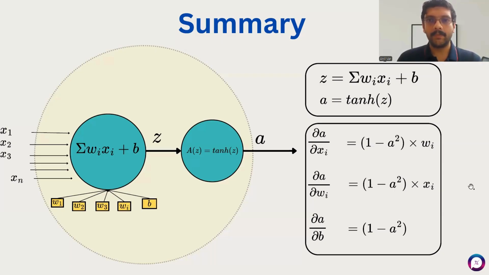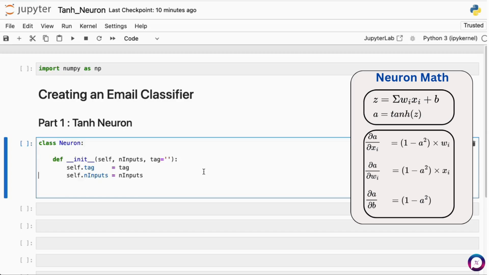Okay, so let's now code up this neuron as the first part of this email classifier creation course. And so we're going to start by just implementing this. Now I've got a very simple class here. I'm going to call it class Neuron. And the init function takes in the number of inputs to that neuron and the tag. So we're just implementing it as a neuron, and then the layers are going to be an assembly of neurons, right? The vectorization at the layer level is not going to be covered in this course.